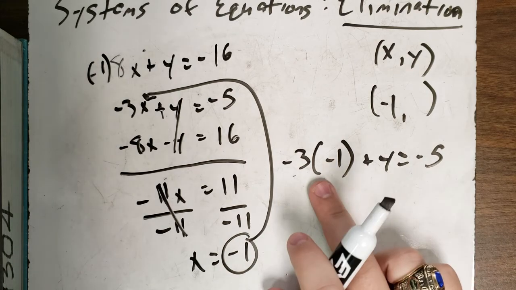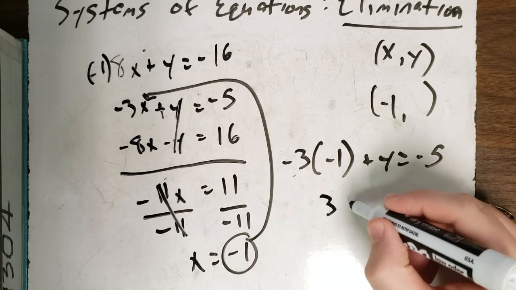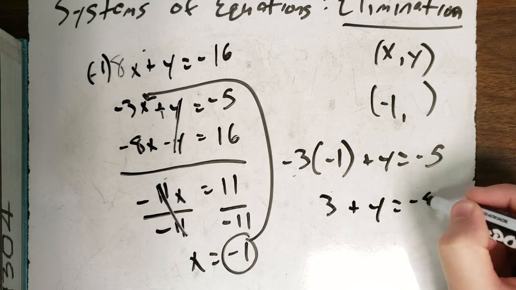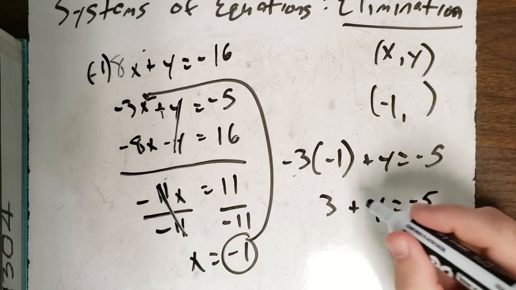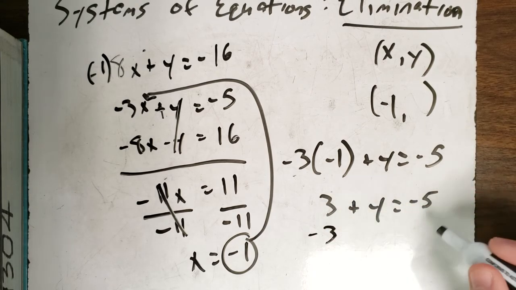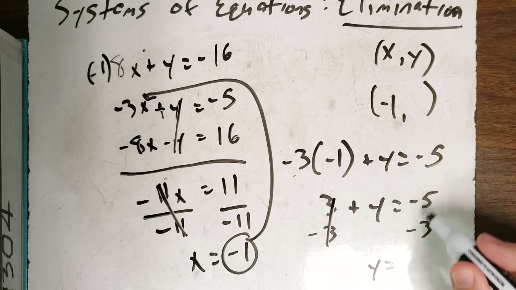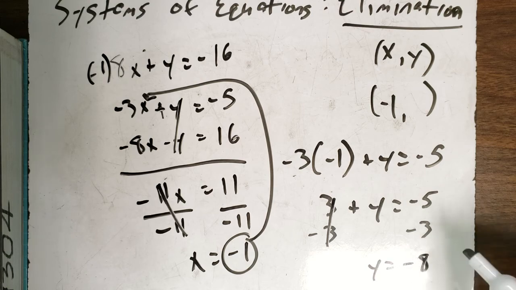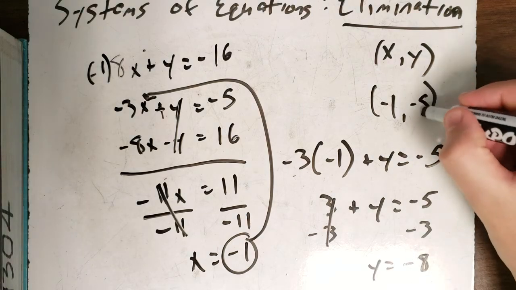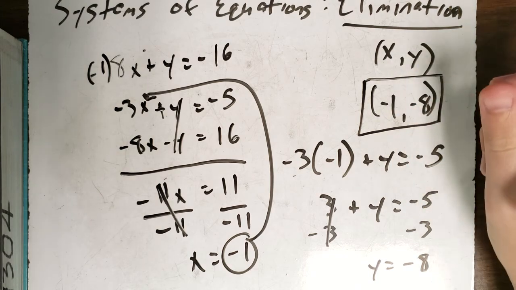So let's do our math. Multiply. Negative 3 times negative 1 is a positive 3 plus y equals negative 5. And then to get y by itself, this 3 is positive, so we have to do the opposite, and minus 3 here. Minus 3 here, that cancels, and our y equals negative 5 minus 3, which equals negative 8. So our answer, negative 1 as x, negative 8 as y. Okay.